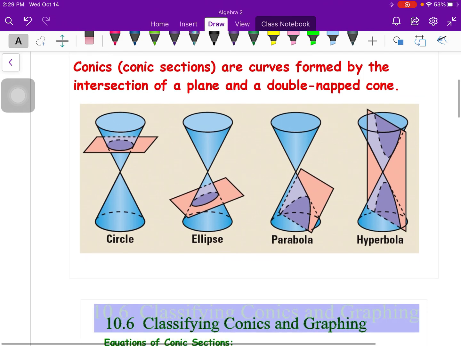We have our circle when our plane cuts parallel to the base. We have an ellipse when it cuts other than parallel to the base. We have a hyperbola when the double napped cone is perpendicular to the base, and we have a parabola when it is parallel to the surface of the cone.